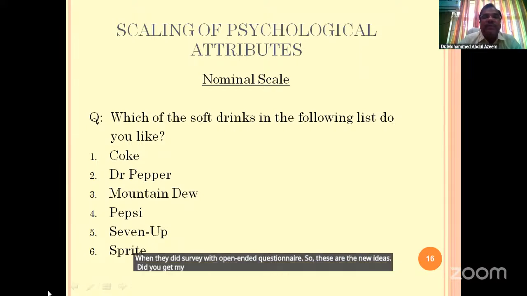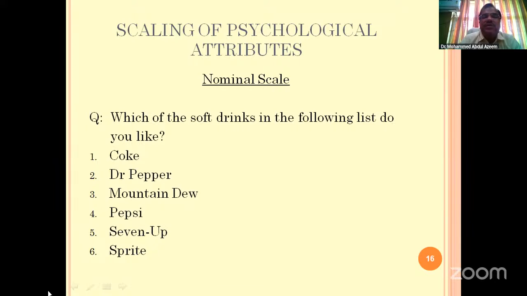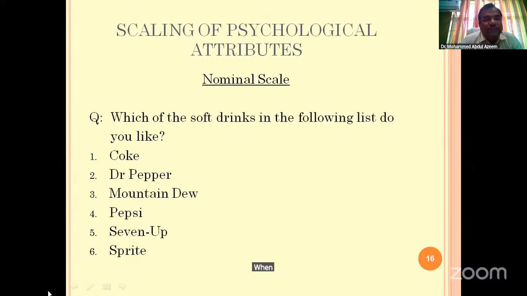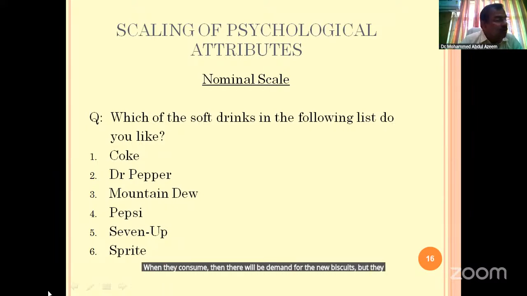Did you get my point? The first choice of the children was again that X brand biscuit only. But they were not eating it. They were playing with that. When they consume, then there will be demand for the new biscuits. But they were not consuming. So whenever it gets broken, then only they were purchasing. So new ideas we will get from this type of responses, open-ended questions.